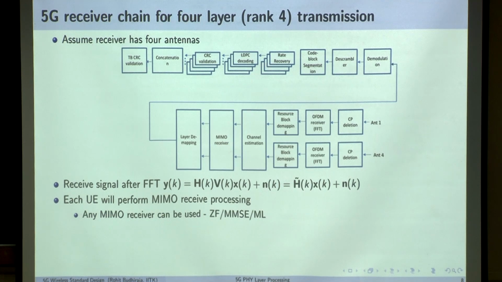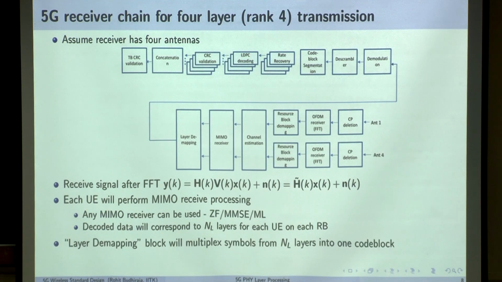So if each UE is taking one PRB, the base station is doing MIMO transmission for 275 users, and transmitting, let's say, NL layers, depending on the rank of the channel of each user. The decoded data will correspond to NL layers for each UE on each RB. The layer demapping block will multiplex symbols from NL layers into one code block, which is passed on to the rest of the chain.